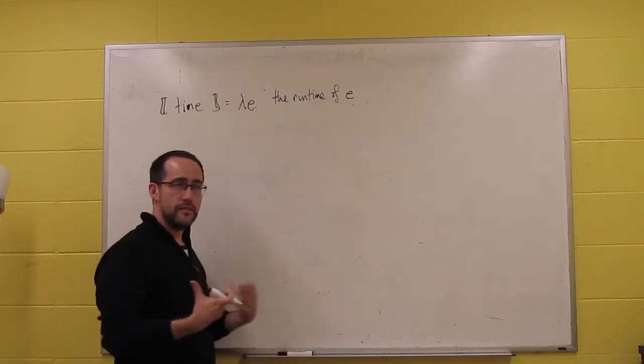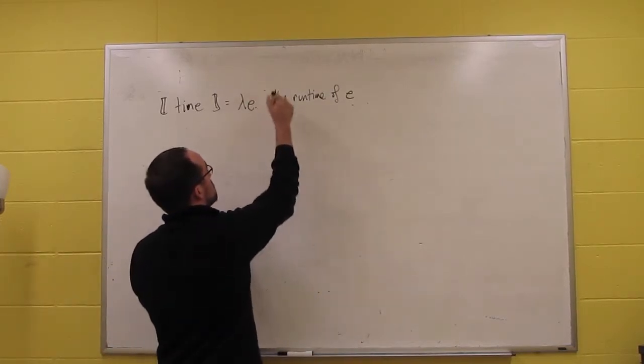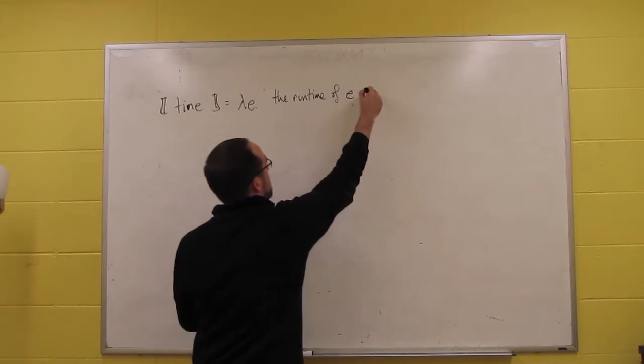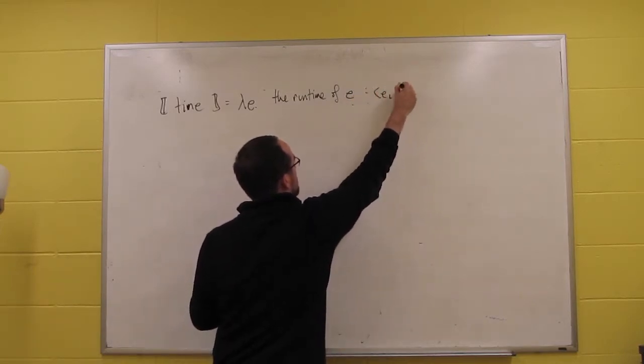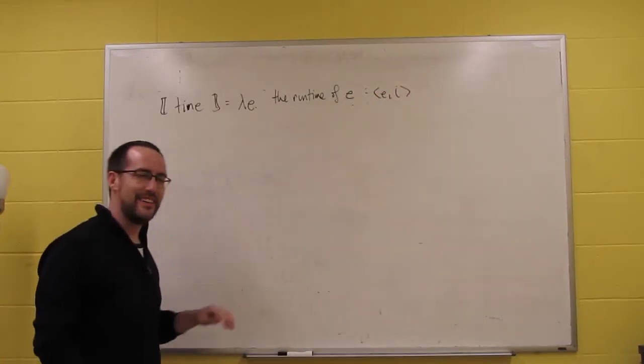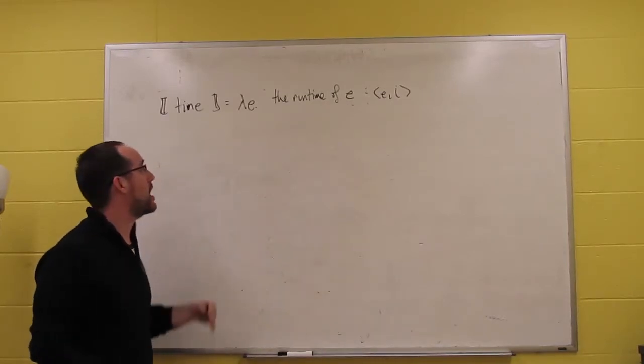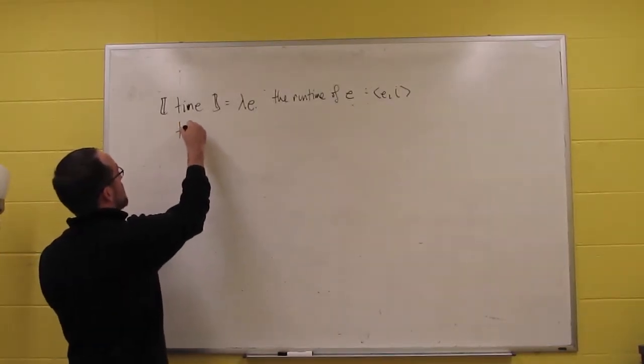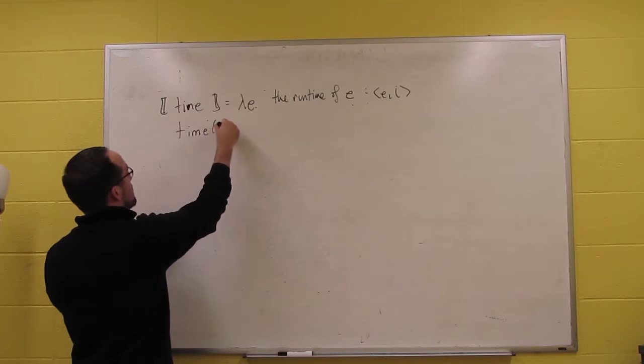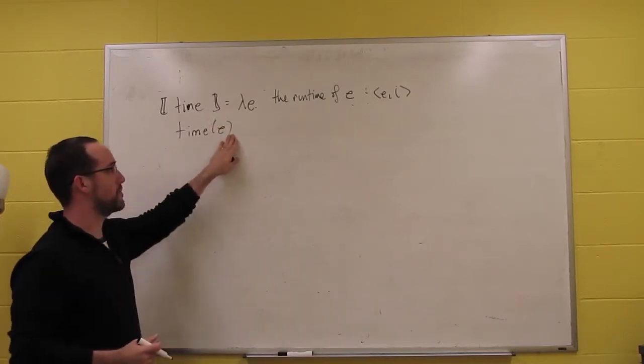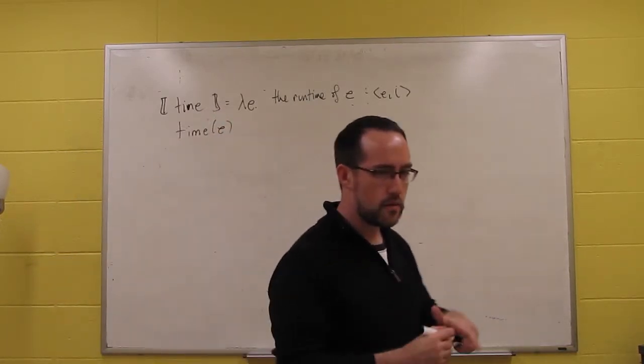That is to say, the amount of time that E holds. So this is of type ET. I'm sorry, not ET. It's of type EI. You give it an event, it gives you a time. Right? And so we end up with time of E. And we can just write it like this, the time of E. And that works out pretty well.